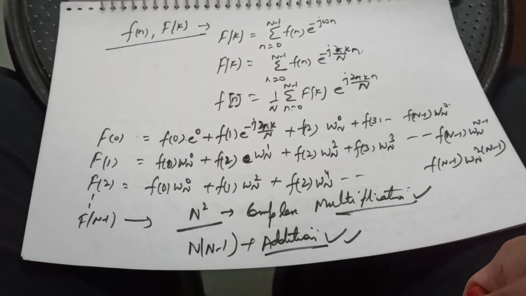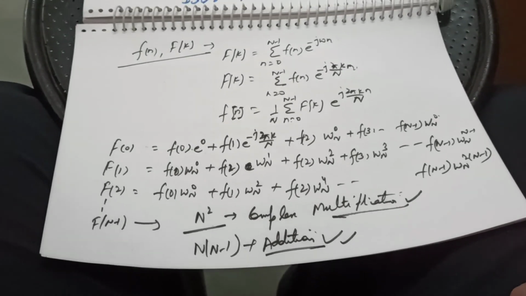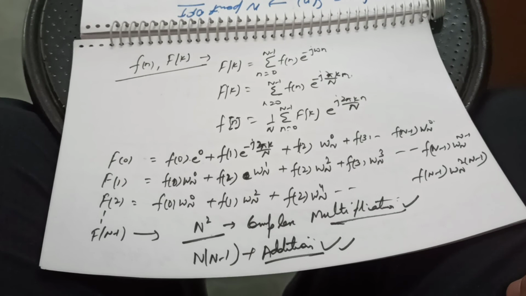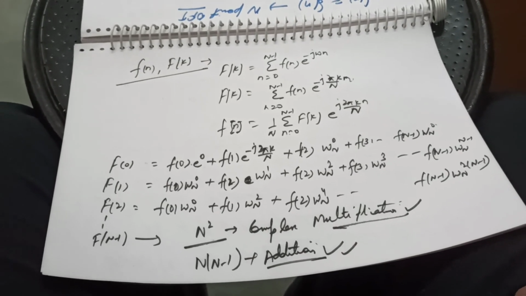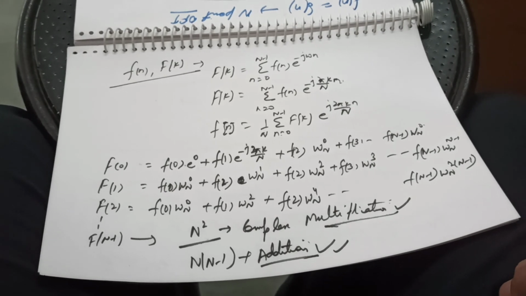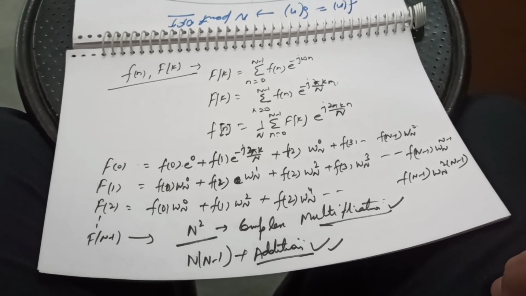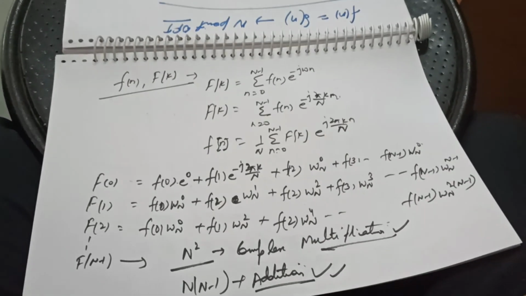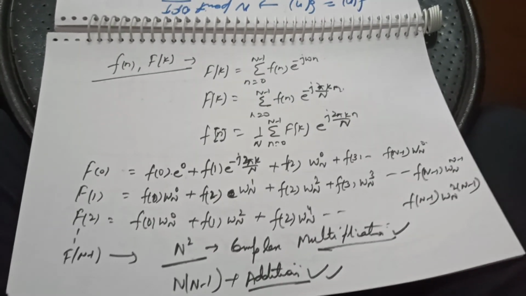So we can easily calculate the number of additions and the number of multiplications happening in the DFT, and this is of vital importance while solving the matrix. I hope that these concepts are vital and are quite clear.